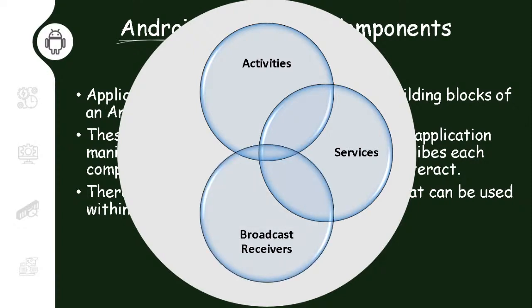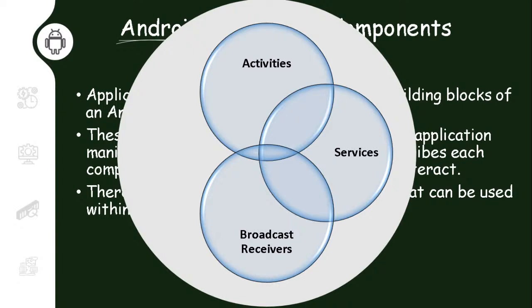Then the third component is broadcast receivers. For example, when you are registering for WhatsApp, when you are installing WhatsApp, they will send you an OTP, a code that is used for logging in and fetching your data from their server. So it is a broadcast. That broadcast is received by our SMS app, because that OTP will be sent to our SMS application.